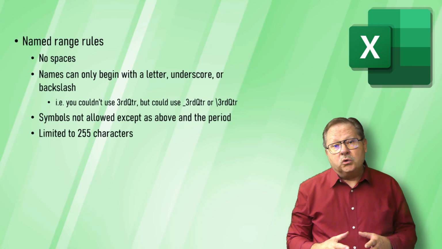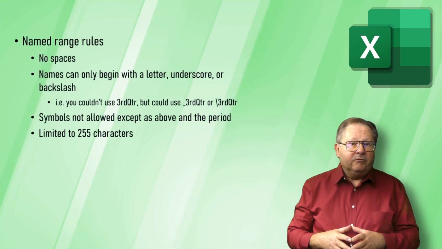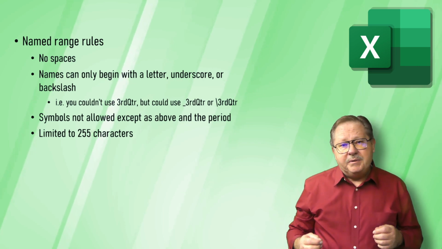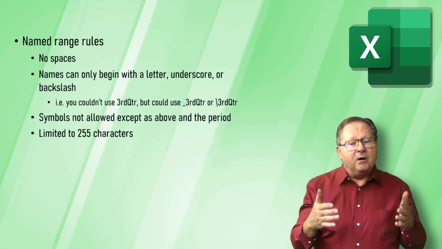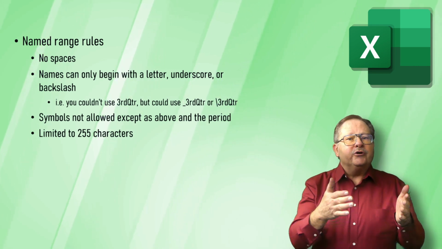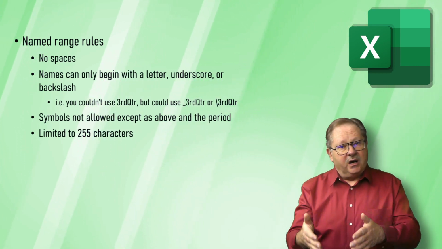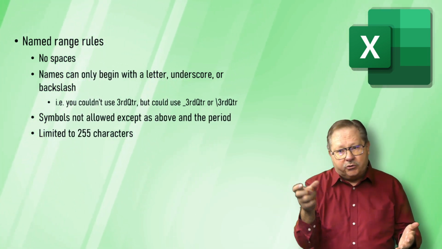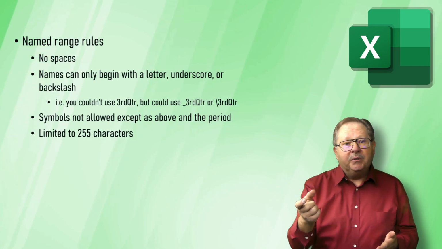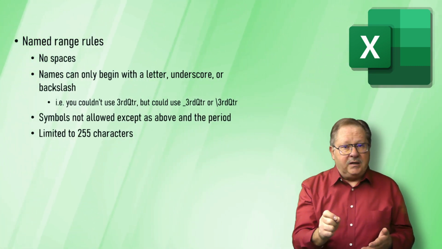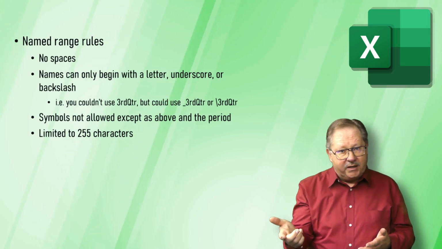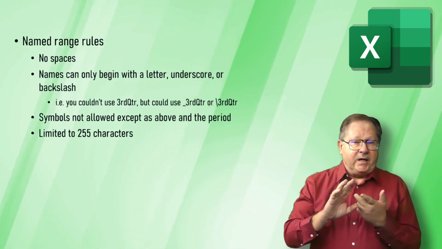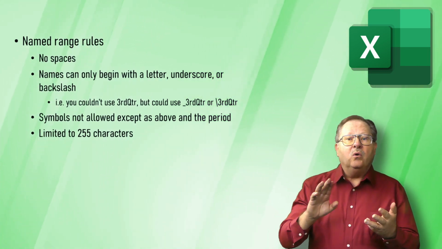Now, there are some rules that go along with named ranges. First of all, you can't include any spaces in the name. Second, names can only begin with a letter. In other words, you can't start with a number. So you couldn't use 3QTR as a named range. Although you want the third quarter data, let's say, you simply place an underscore before the 3. Then you can use _3RD_QTR. Symbols are not allowed in named ranges except the underscore, the backslash, or a period.